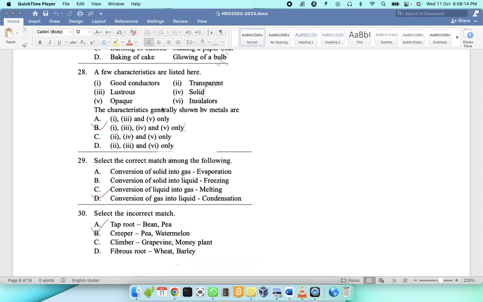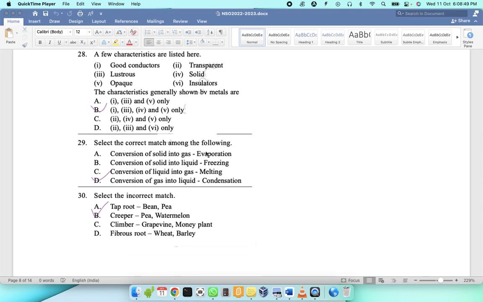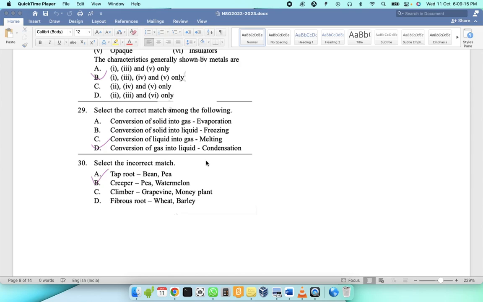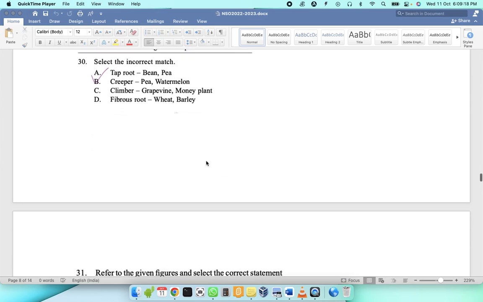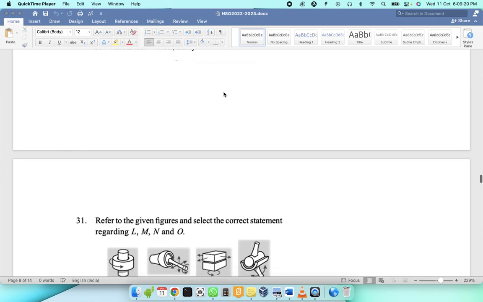Metals are good conductors, lustrous, opaque, and solid. So B is the answer. Conversion of solid into gas is sublimation. Conversion of solid into liquid is melting. Conversion of liquid to gas is evaporation, and conversion of gas into liquid is condensation. D is correct here. P is a climber and not a creeper. So B is incorrect.